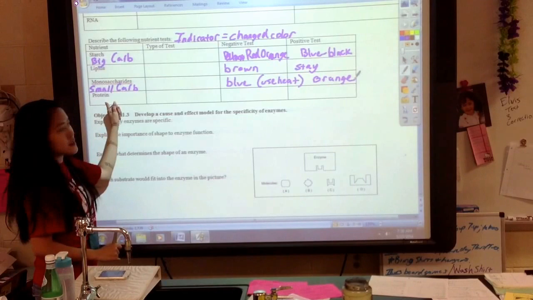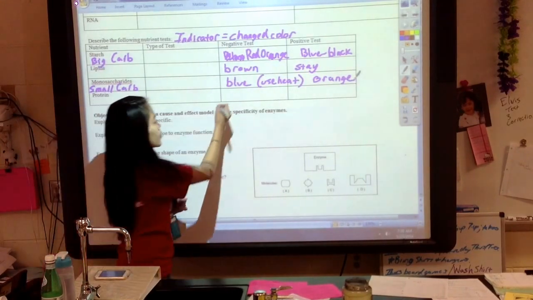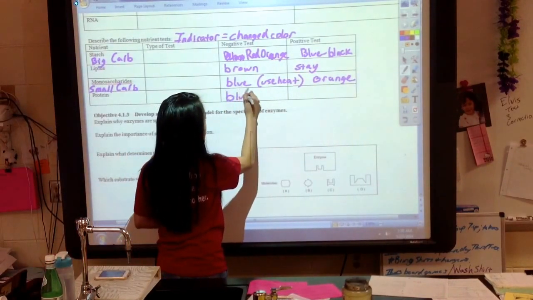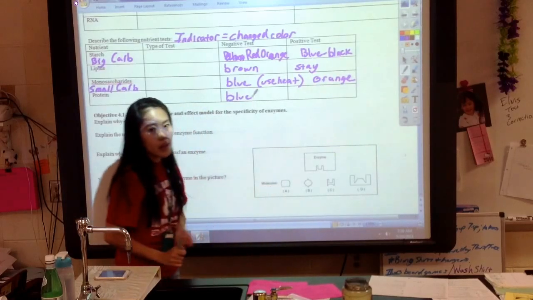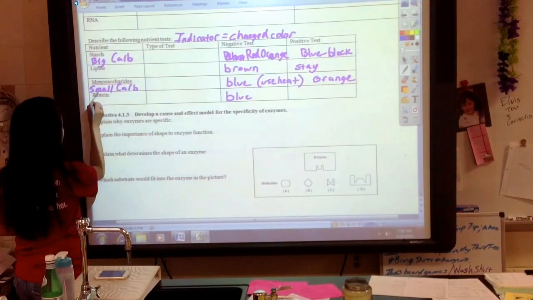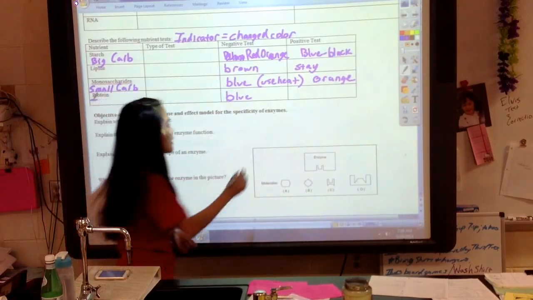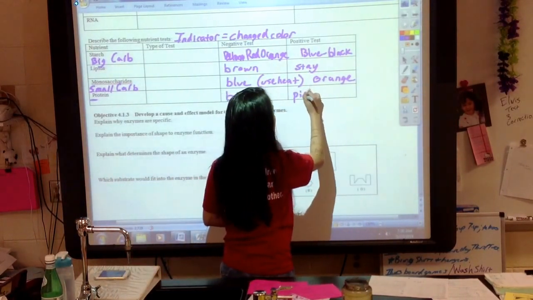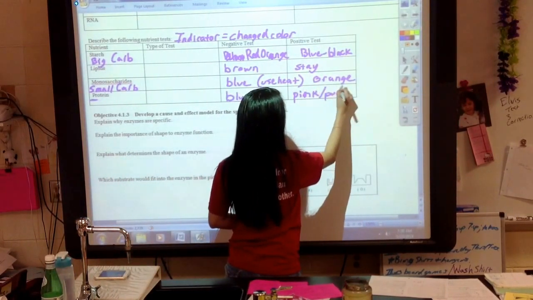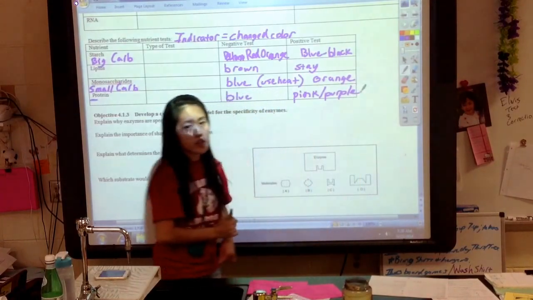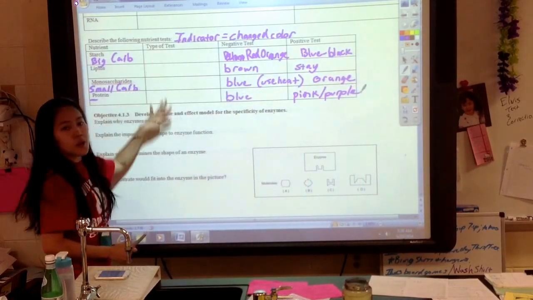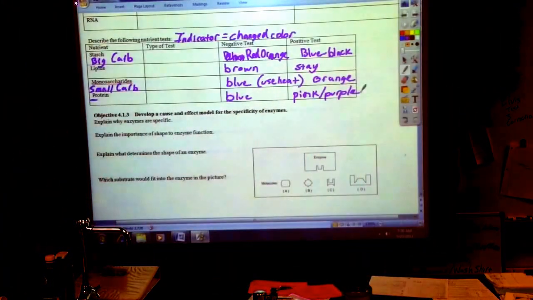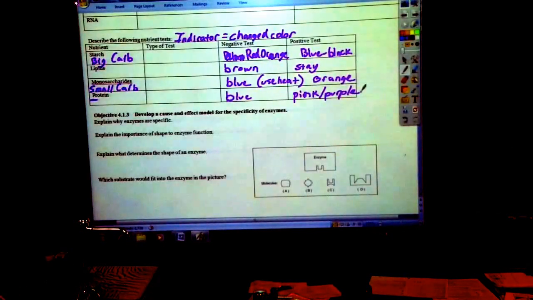And then the last test is for proteins. And in proteins, we do also start off as a blue color. And to help me remember what color it turns to, protein starts with a P and actually turns a pink or purple color. No heat required here. I want you to go back and figure out what were the names of the tests and fill those in. Okay, that's all.